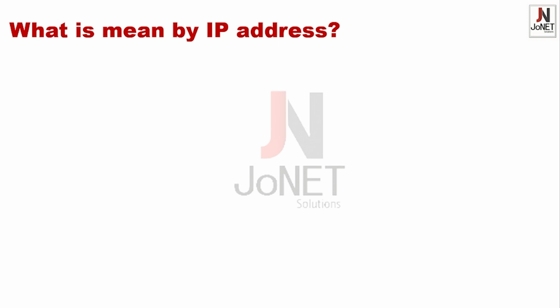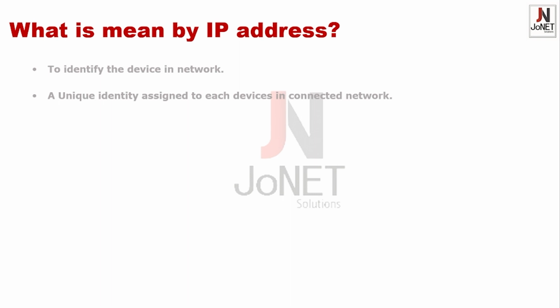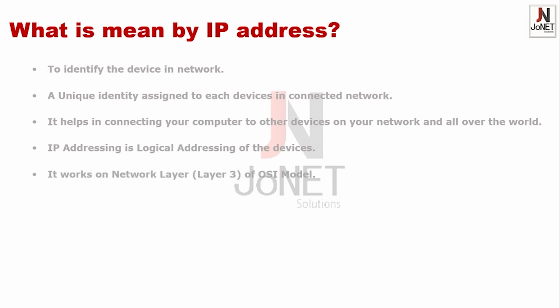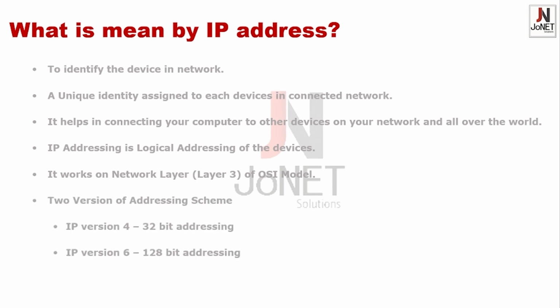What is meant by IP address? To identify the device in the network, a unique identity is assigned to each device in the connected network. It helps in connecting your network to other devices on your local area network and overall the world, that is WAN connectivity, wide area network, internet. IP addressing is the logical addressing of the device. It works on the network layer, layer 3, of the OSI reference model.